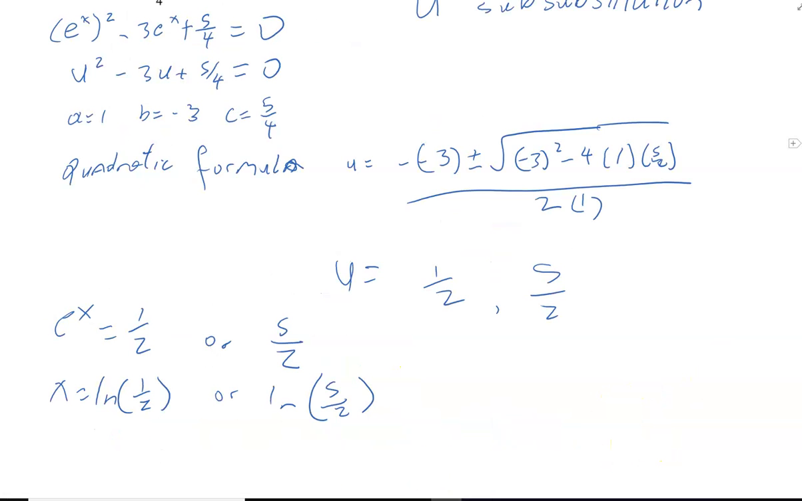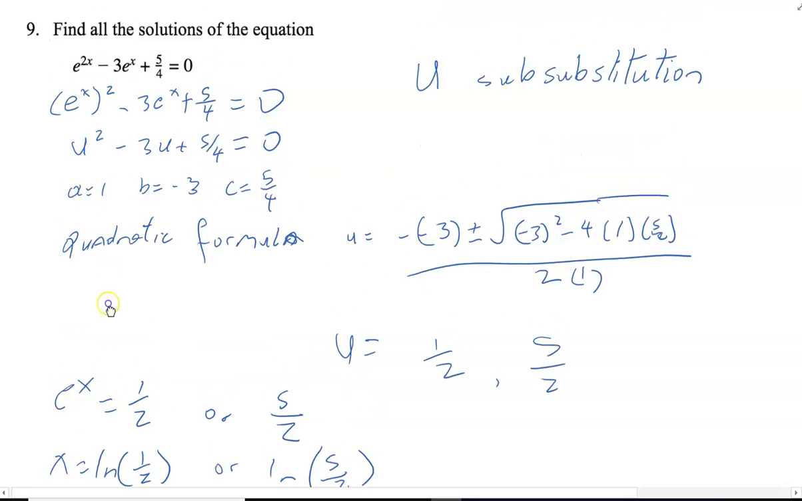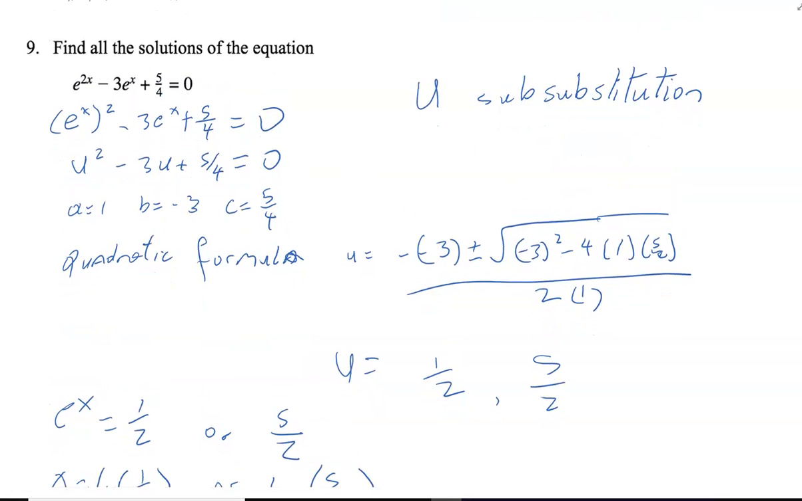Okay, let's continue solving some problems. Number 9. We're asked to find all solutions of the equation e to the 2x minus 3 e to the x plus 5 over 4 equals 0. We want to rewrite this as e to the x squared minus 3 e to the x plus 5 over 4 equals 0. Then we do a u substitution, so we let u equal e to the x.